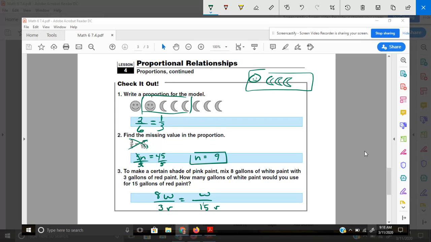So again, you can do this a bunch of different ways. I am going to look at it and say, okay, to get from 3 to 15, I multiply by 5. And to keep this proportion equivalent, I need to multiply by 5 on top and bottom. So 8 times 5 would give me 40. So 40 gallons of white paint.